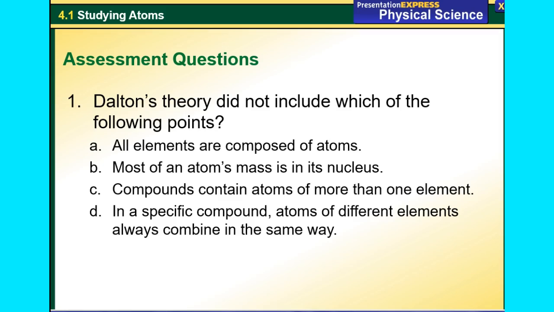Assessment questions. Number 1. Dalton's theory did not include which of the following points? A. All elements are composed of atoms. B. Most of an atom's mass is in its nucleus. C. Compounds contain atoms of more than one element. Or D. In a specific compound, atoms of different elements always combine the same way. The answer is B. Most of an atom's mass is in its nucleus.